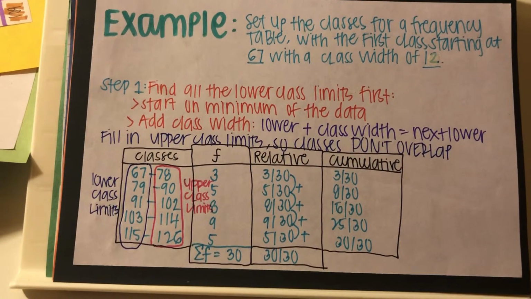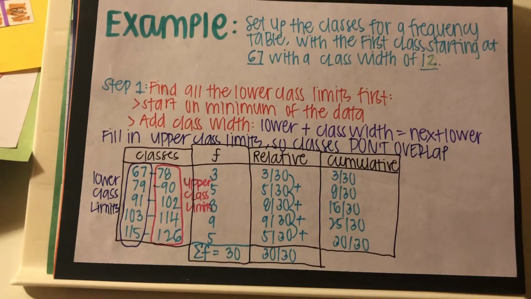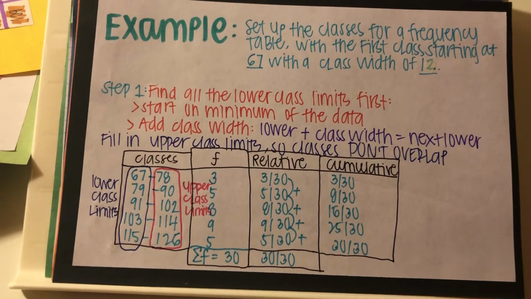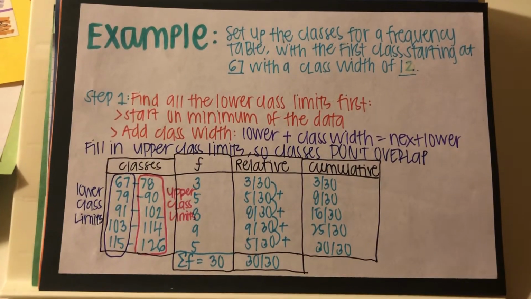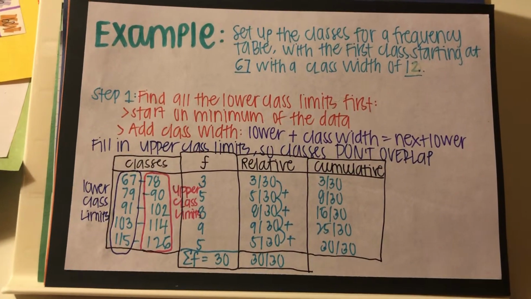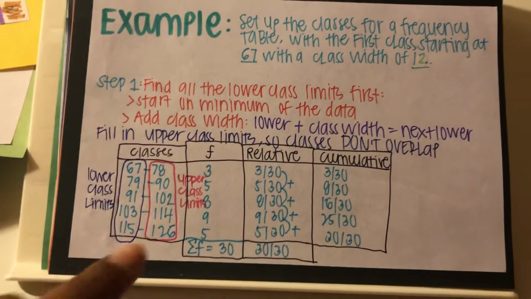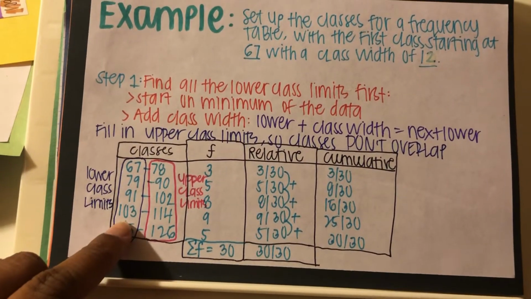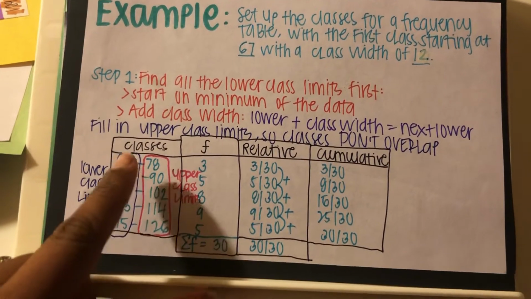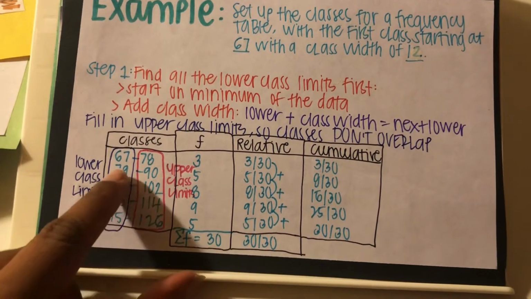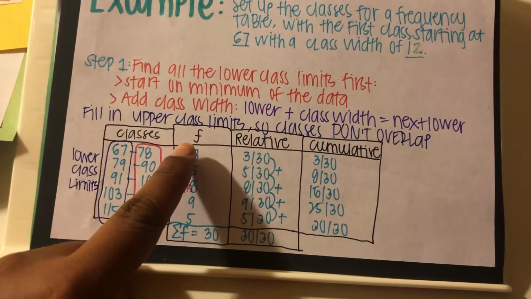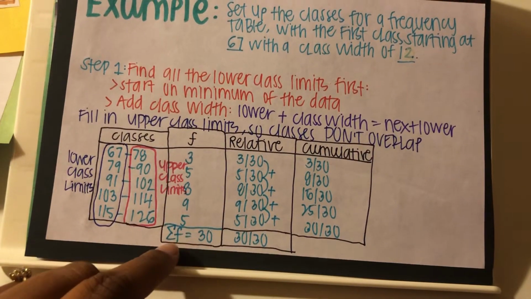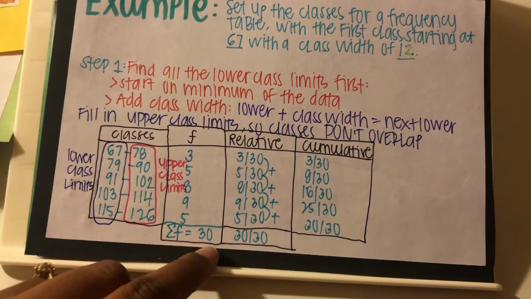So, if we find all the class limits first, start at the minimum of the data, add class width: lower plus class width equals next lower. Fill in upper class limits so classes don't overlap. So you see here again, these are the lower class limits. These are the upper. The width of each class is 12. And then the frequency is denoted as f. The summation of the frequency equals 30.